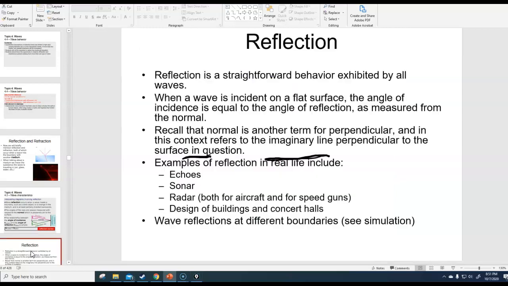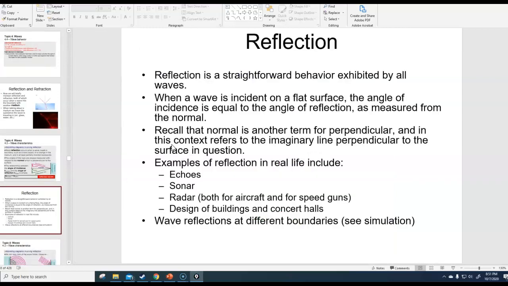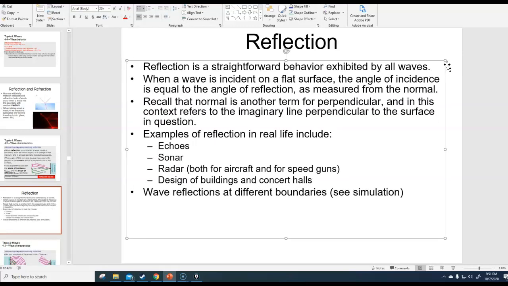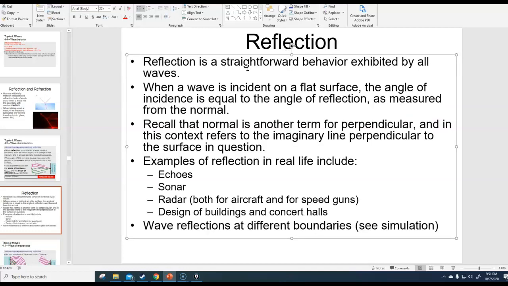Now, in what situations do you see reflection? Well, reflection itself, like I said, is very straightforward wave behavior. Any type of wave can experience reflection. And just a few things about reflection. Again, that concept of the normal being the imaginary perpendicular line to a surface is going to come up again.